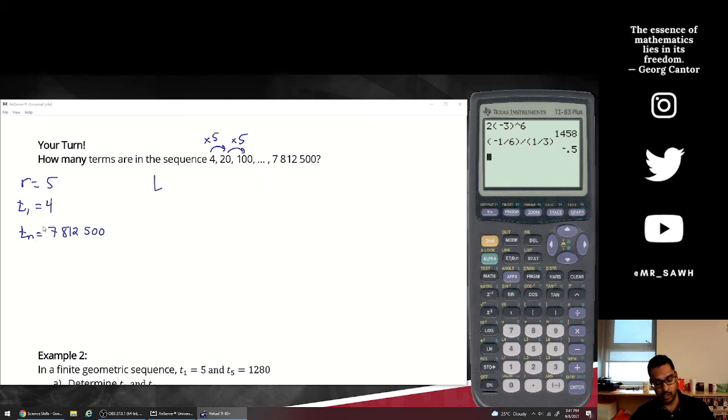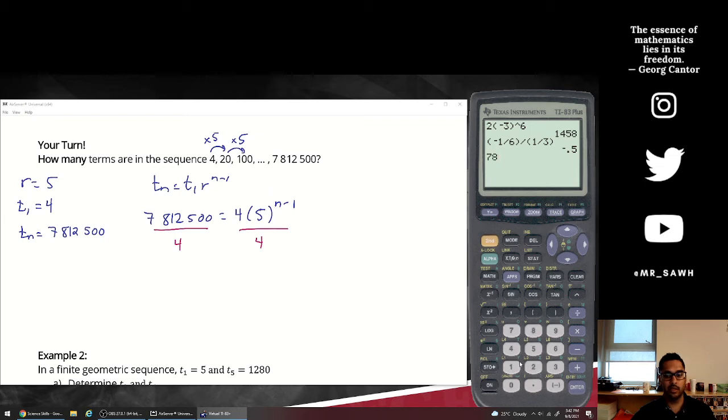So let's use our general term to find what we need. If you fill in what you know, 7,812,500 is equal to T1 is 4, ratio of 5, and n minus 1. Okay, so here's what I know. So let's simplify some things a little bit. We can get rid of that coefficient 4, and you can divide a 4 on both sides. Right, so divide by 4, divide by 4.